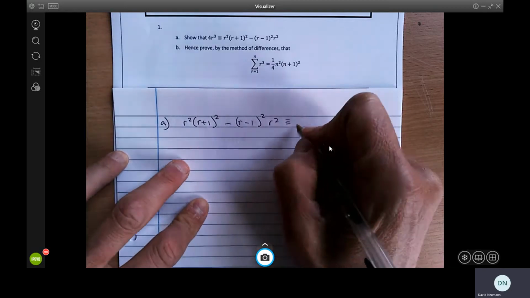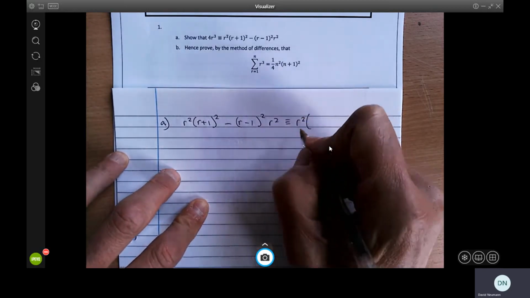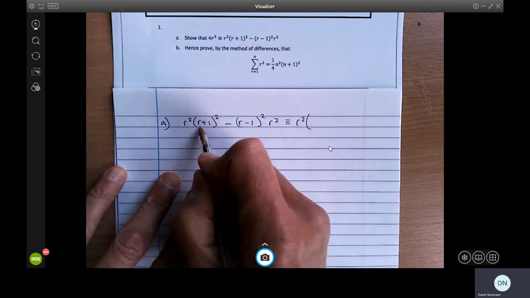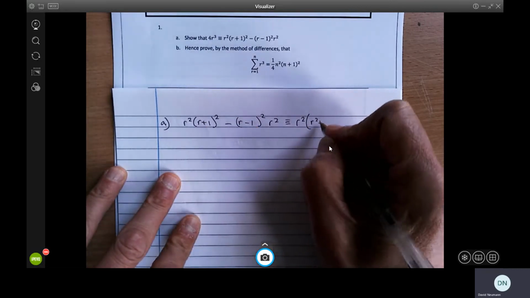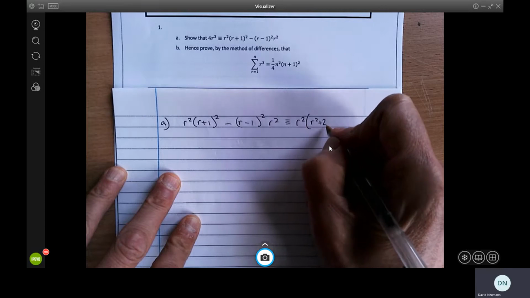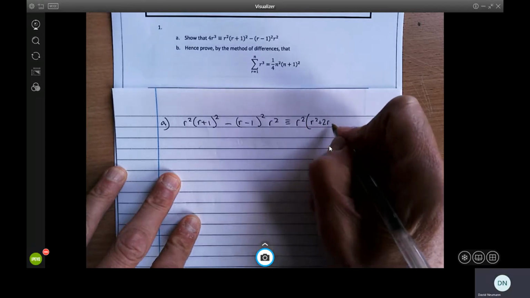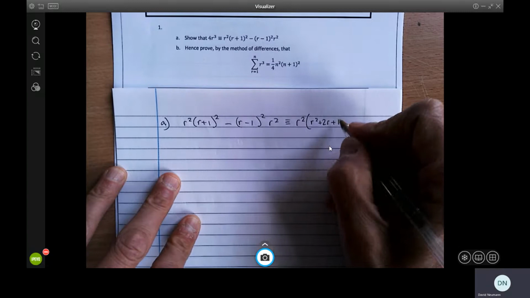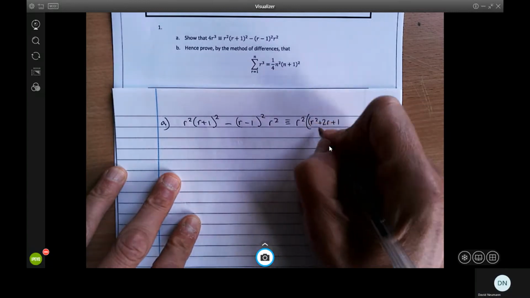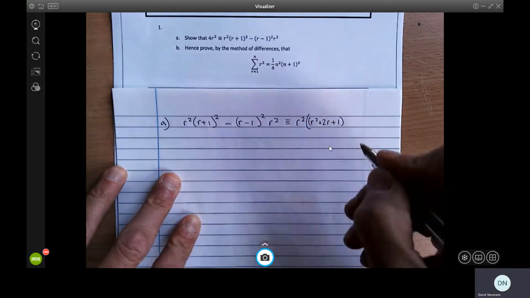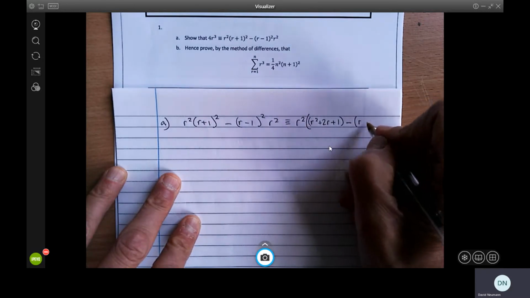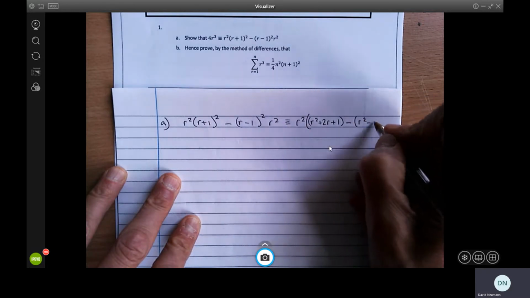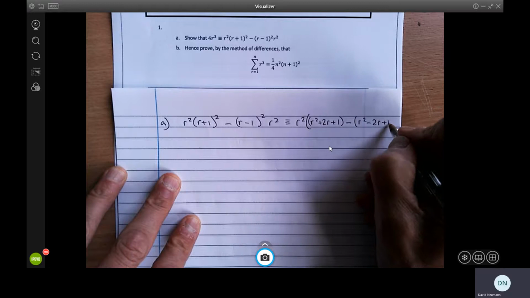well, we can take out a factor of r squared, and then we can multiply out each of these brackets. So that's r squared plus 2r plus 1. That's that first bracket expanded. Minus the second bracket expanded is going to be r squared minus 2r plus 1.